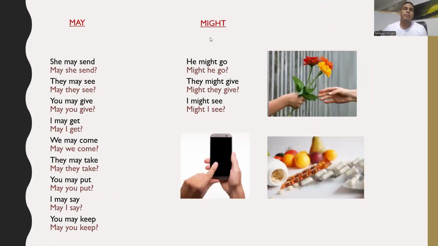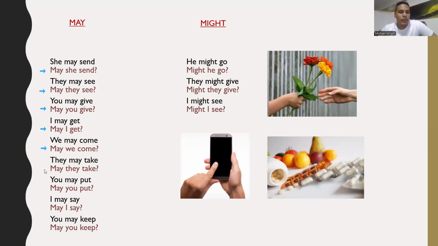All right, so here we have may and might. She may send. May she send? This is the question. They may see. Ellos pueden ver. May they see? Pueden ver ellos. You may give. May you give? I may get. May I get? We may come. Podemos venir. Nosotros podemos venir. May we come?